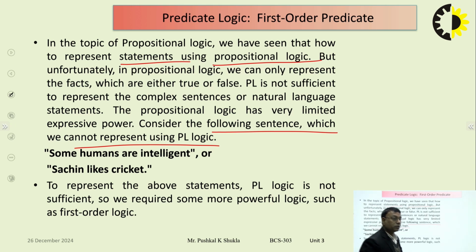For example, some humans are intelligent, Sachin likes cricket, everyone likes tea. Sentences of this type, with some and everyone, natural sentences, cannot be represented through propositional logic. So we need first order predicate logic to represent them. Propositional logic is not sufficient; we require a more powerful logic, known as first order logic.